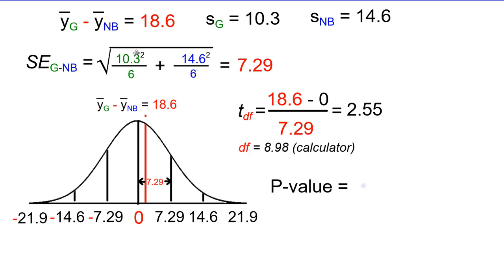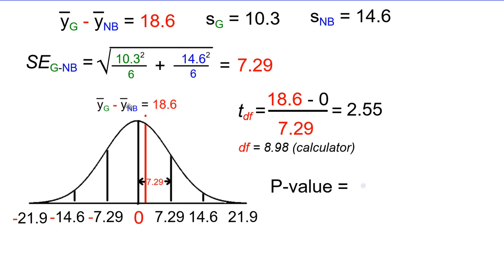So this is the variation in the sampling distribution model, plus the variation in the sampling distribution model for the name brand. When we add the variations together, because they're independent, then we take the square root of that to get it back to the standard error instead of the variation of the sampling distribution model of the differences between those two samples. All right, that's where we get the 7.29.